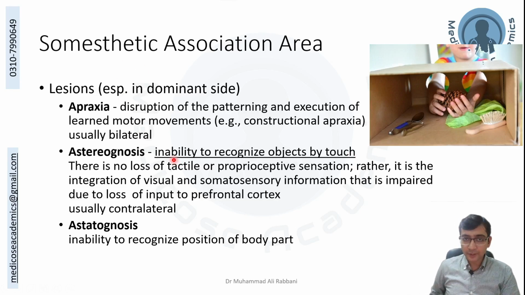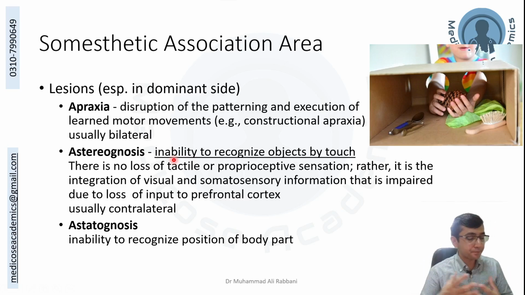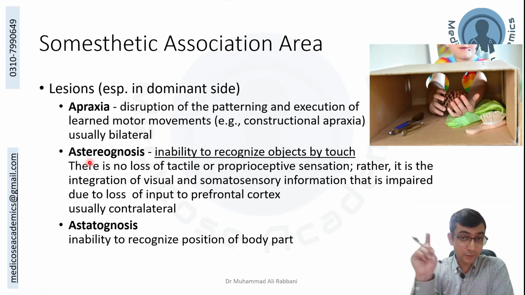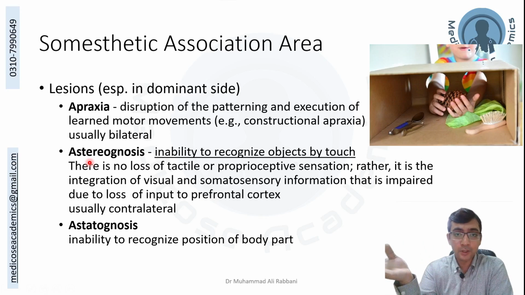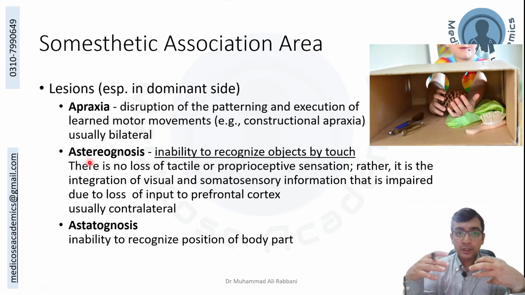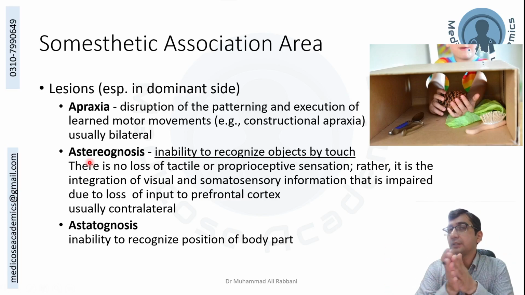You can just put your hand in your pocket and pull out the pen or razor or handkerchief or keys, whatever you have in your pocket. So you are constantly using stereognosis. If a person is not able to do this, there is no loss of sensation. The person is still feeling, he can describe something, somewhat, not completely, but this integration of somatosensory and visual things to recognize an object is lost.